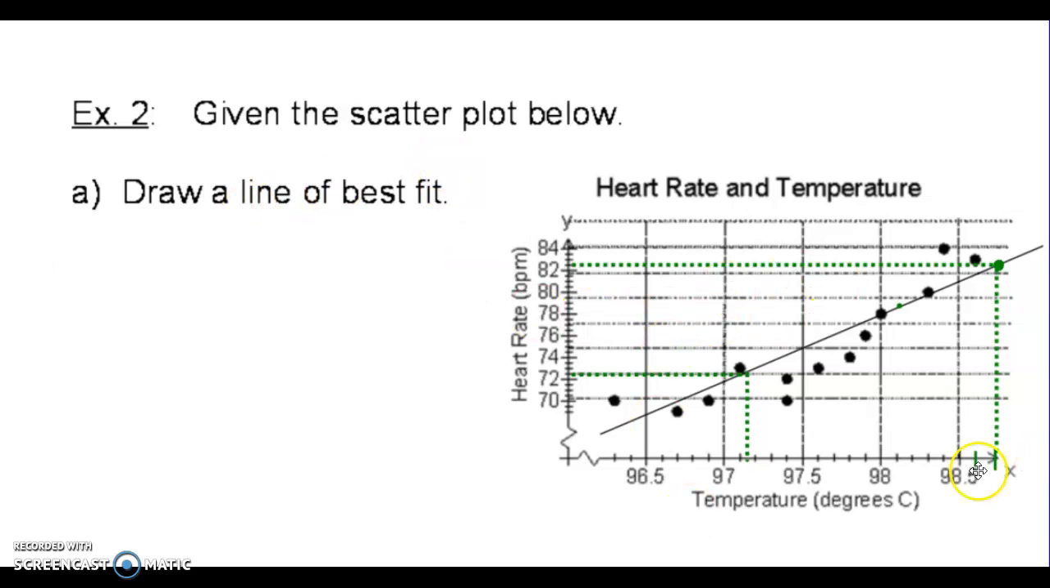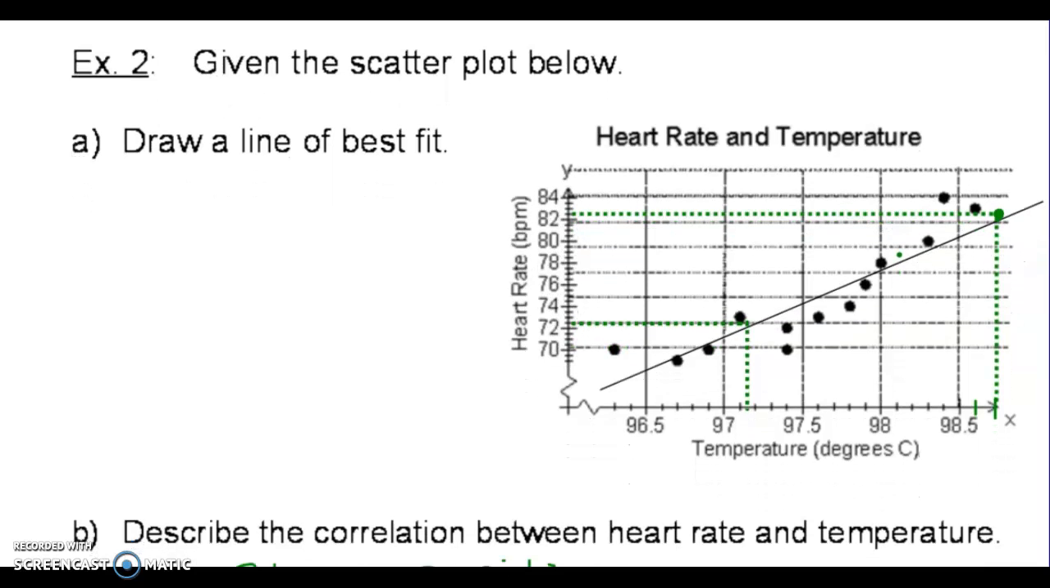Example 2, again, provided with a scatter plot, I want you to draw the line of best fit. So if you were to draw your line so that it looked like that, no problem, I'd give you full marks, okay? If you draw your line so that it looks like this, no problem, I actually would prefer if you moved it down a bit, but I would still give you full marks because they're touching points, right? You're touching points and you're balancing above and below. So again, there will be flexibility when you draw your lines.